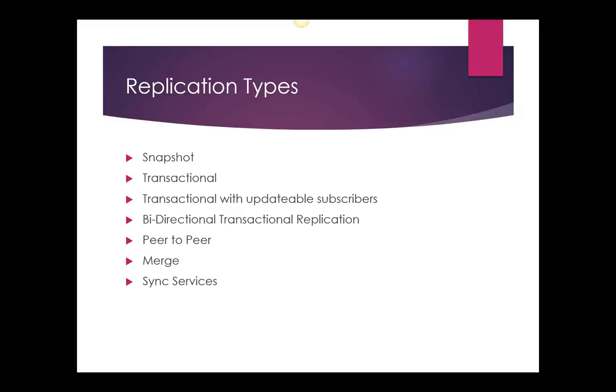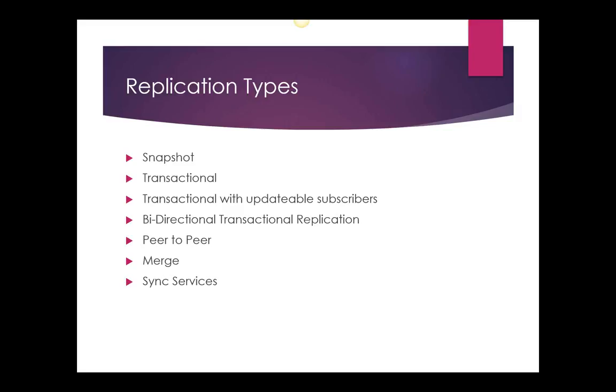We have bidirectional transactional replication, and this allows you to do load balancing. A change occurring on one node in a bidirectional transactional replication topology could go to a second node. Changes on the second node can go to the first node. The latency can be within several seconds.